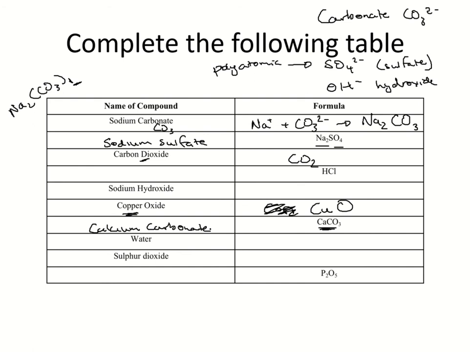So we've gone through naming different types of ionic compounds, we've gone through writing the formula, and we've also gone through writing out the names and the symbols for the polyatomic ions. So hopefully that helps you with the worksheet that you need to do.